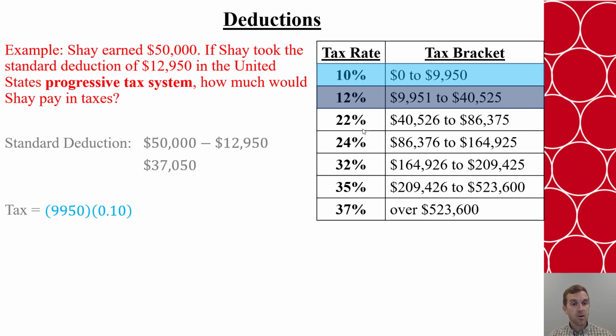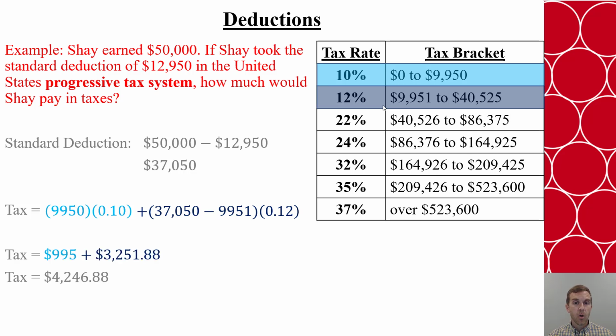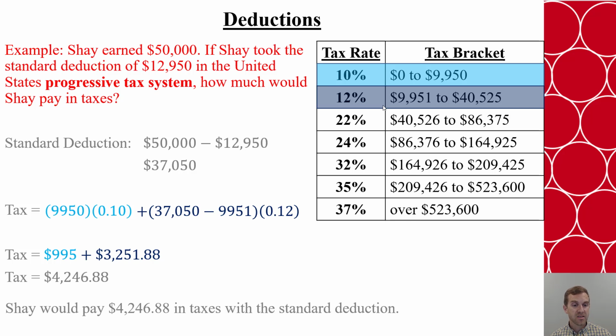So we're going to take the $37,050 and subtract the lower end of that tax bracket, the $9,951, and multiply that by the 12%. And when we add those values together, we get that Shay would be paying $4,246.88 in taxes with the standard deduction. So that standard deduction just saves Shay over $2,000 in taxes.